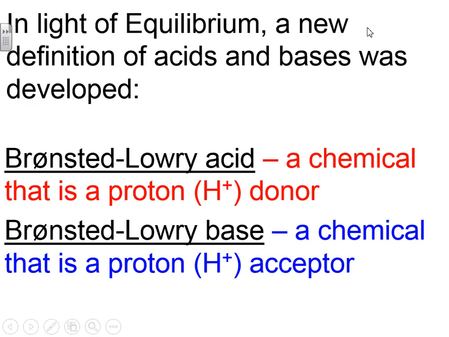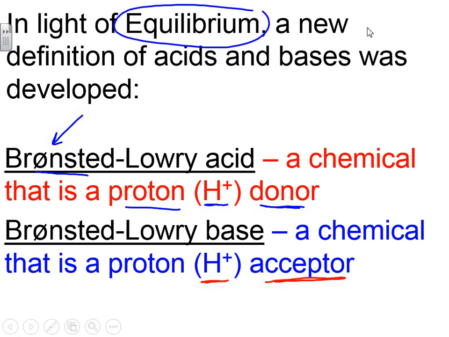So we've developed a new definition for acids using equilibrium, and that's the Brønsted-Lowry acid. So Brønsted and Lowry were two chemists of yesteryear, from, looks like they're Danish. This looks like a letter from the Danish alphabet. And the acid was defined as a chemical that is a proton, or H+, donor. So proton just means hydrogen ion donor. So acids donate protons. Bases, on the other hand, are chemicals that are proton acceptors. So H+ acceptors. So acids donate H+, bases accept H+. So this is the new definition of an acid and a base in light of equilibrium, and we'll show you how this works.